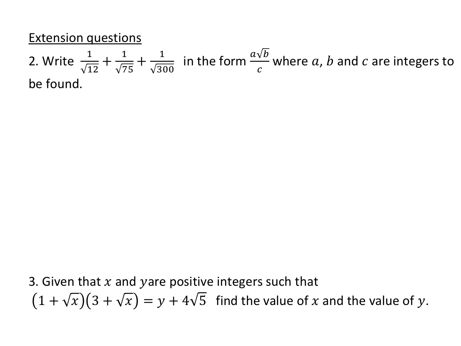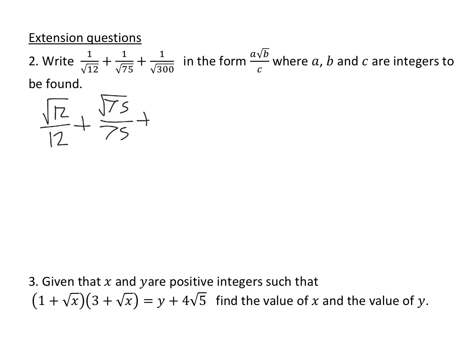So the first one, I'm just going to do it quite quickly because we're here all day and you'll just switch off. If we times the numerator and denominator by root 12, we would get root 12 over 12. On the second one, if we times the top and bottom by root 75, we would get root 75 over 75.